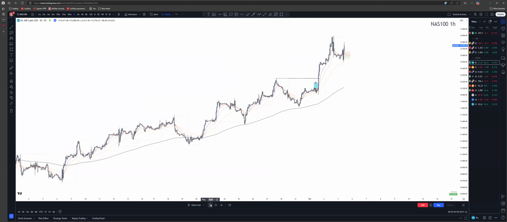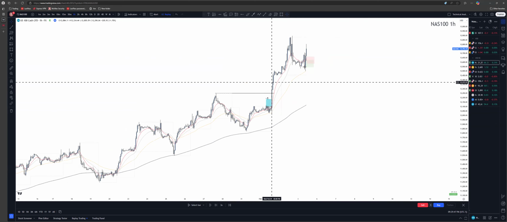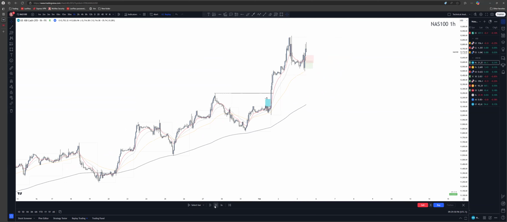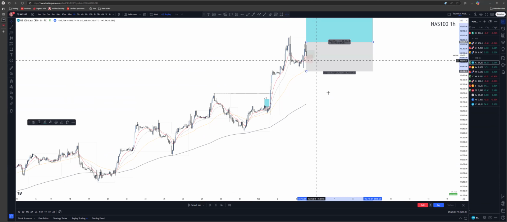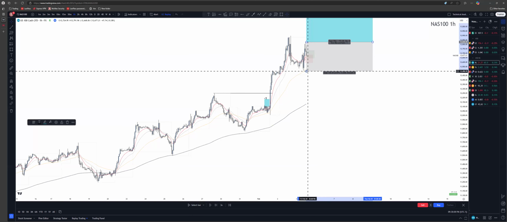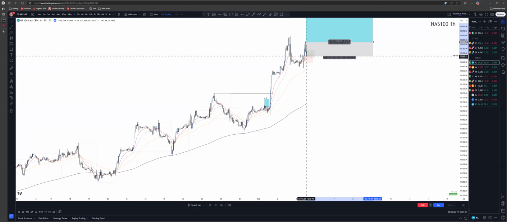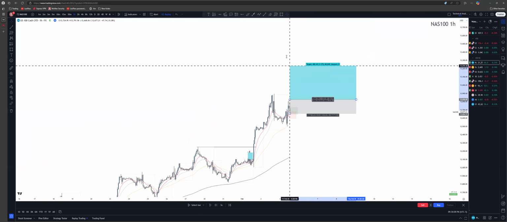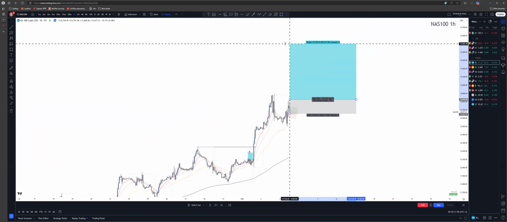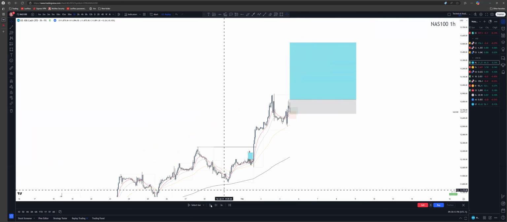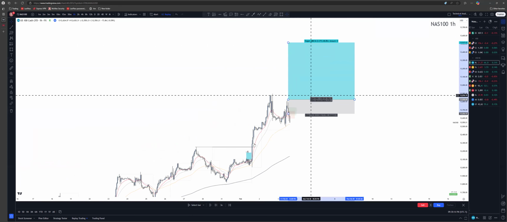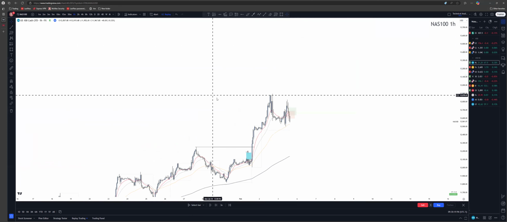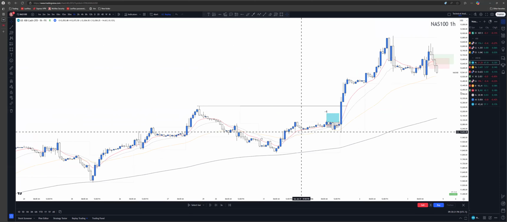Okay, we do get some type of build up, but I don't like how large the range is. If we can get some type of smaller range, I'll be happy to take a trade. ACR is 94, so we can really go below this low and look for our trade. We do not get tapped in.